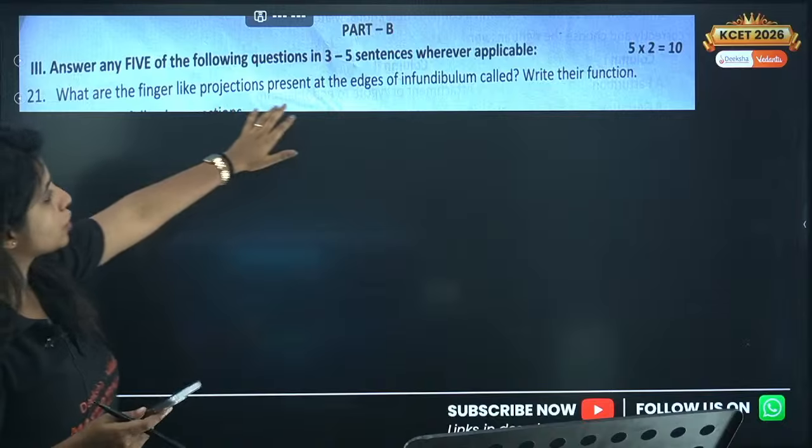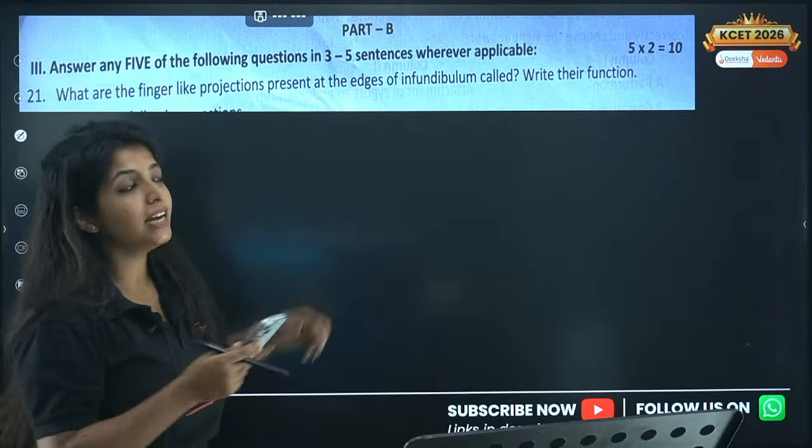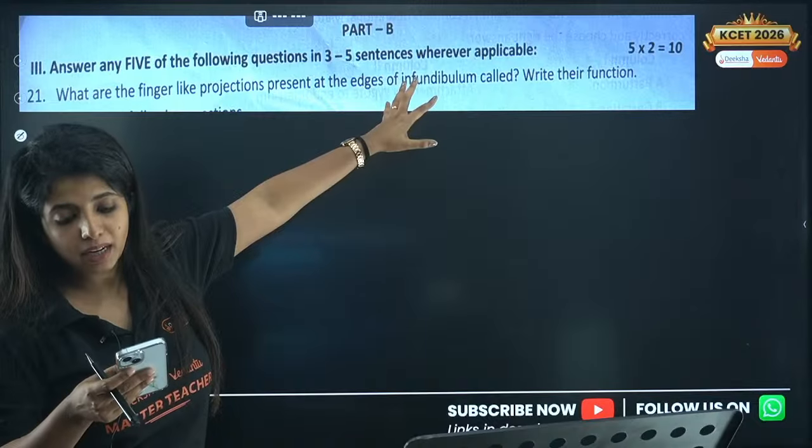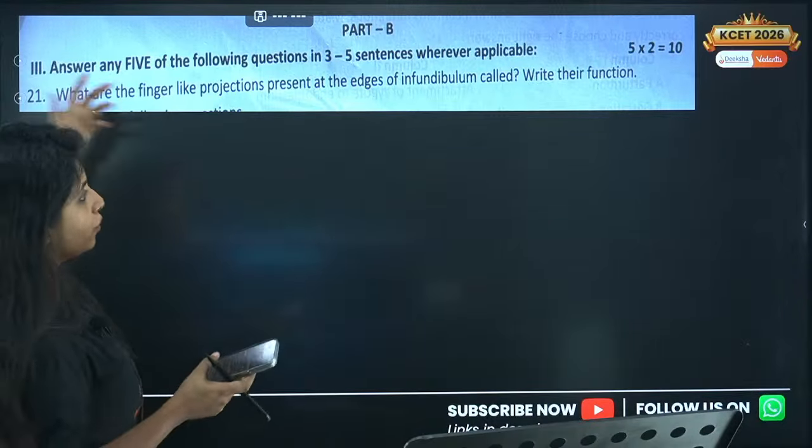So what are the finger-like projections present on the edges of the infundibulum known as? It is known as fimbriae. What do you call them? Fimbriae. And what does fimbriae do? Collect the ovum when ovulation happens.